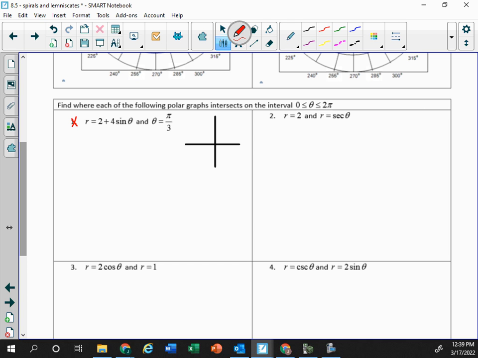So it's good to visualize these and understand what's happening with the graph. And you're also going to want to do it algebraically with substitution here. So since they're both r equals, we can go ahead and just say 2 equals secant of theta.